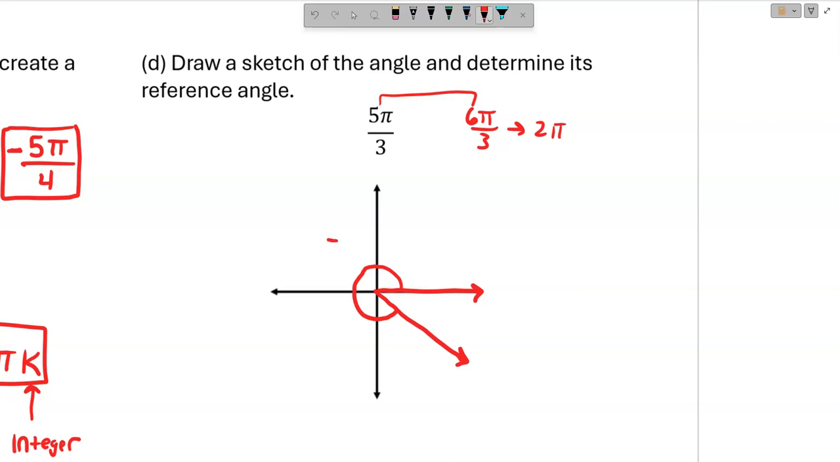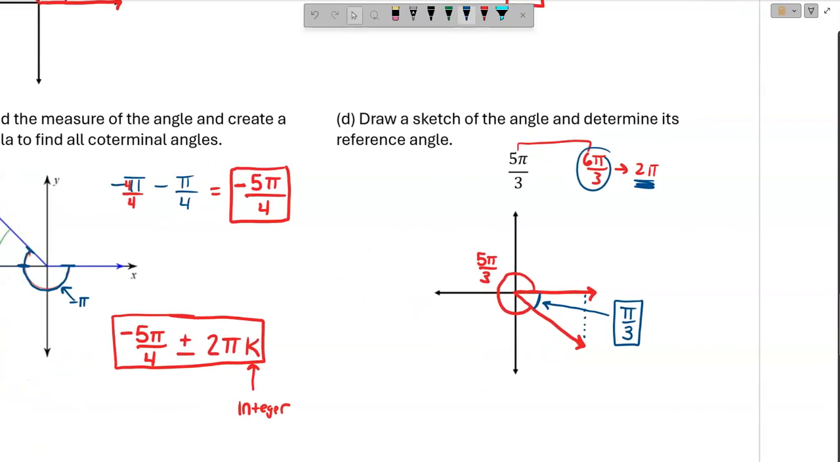So that red angle, reminder, is 5 pi over 3. Now, I just got done saying that 6 pi over 3 is equal to 2 pi. So this last piece right here that's in blue, that's going to be my reference angle. So what would I need to add to 5 pi over 3 to get 6 pi over 3? The answer is pi over 3, 1 pi over 3, however you want to look at it. So that's going to be our reference angle.